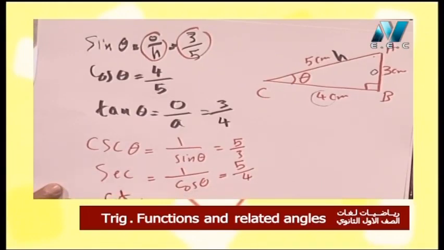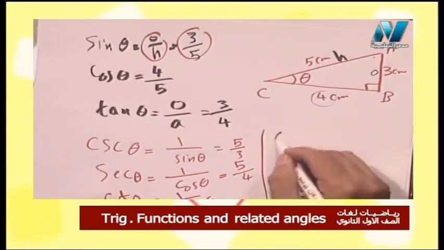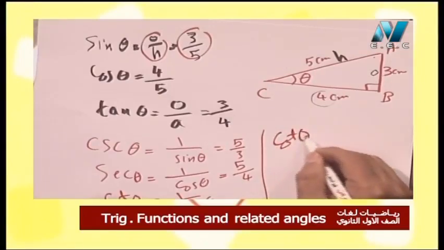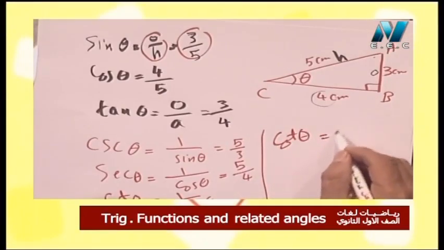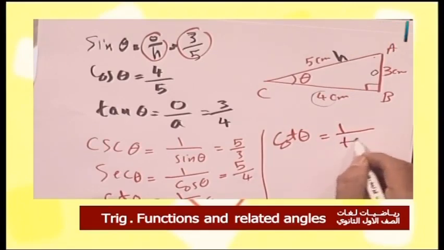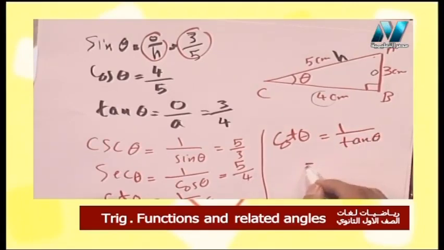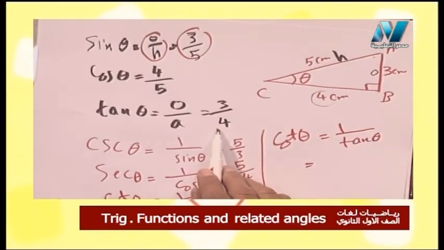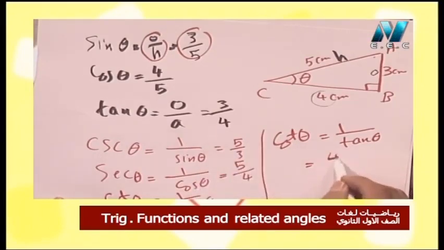Cotan theta equals 1 over tan theta. We can write cotan theta here to see well. Cotan theta equals 1 over tan theta. It's the reciprocal of tan theta, so it is equal to 4 over 3. Okay.